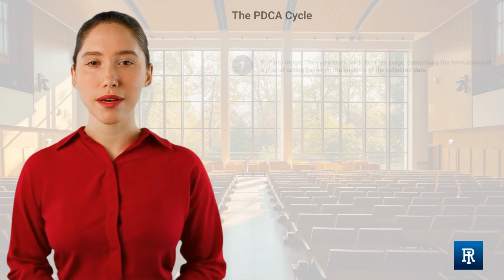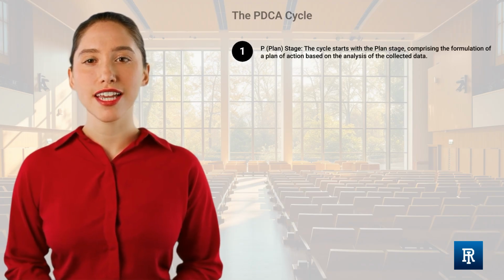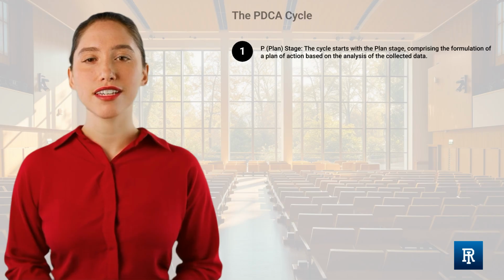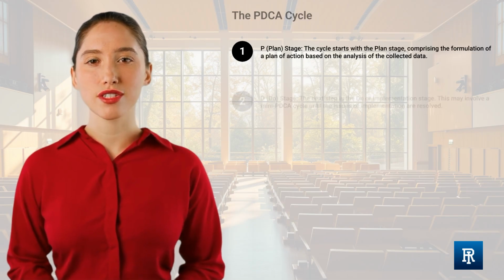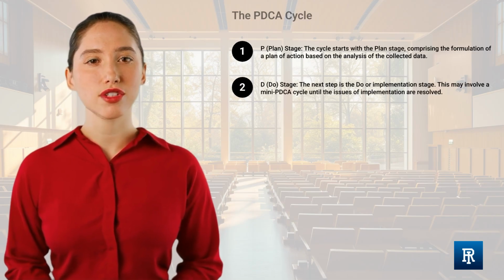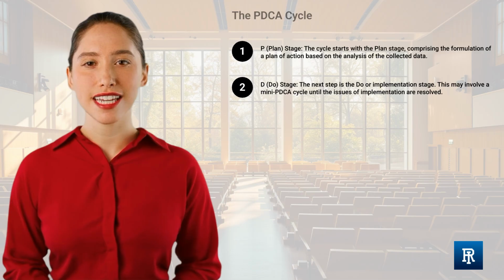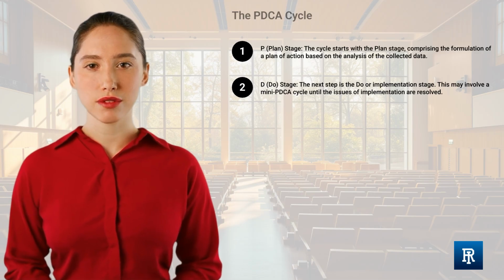There are 4 basic steps in the PDCA cycle, with a 5th stage added based on results. P. Plan stage. The cycle starts with the plan stage, comprising the formulation of a plan of action based on the analysis of the collected data. D. Do stage. The next step is the do or implementation stage. This may involve a mini PDCA cycle until the issues of implementation are resolved.